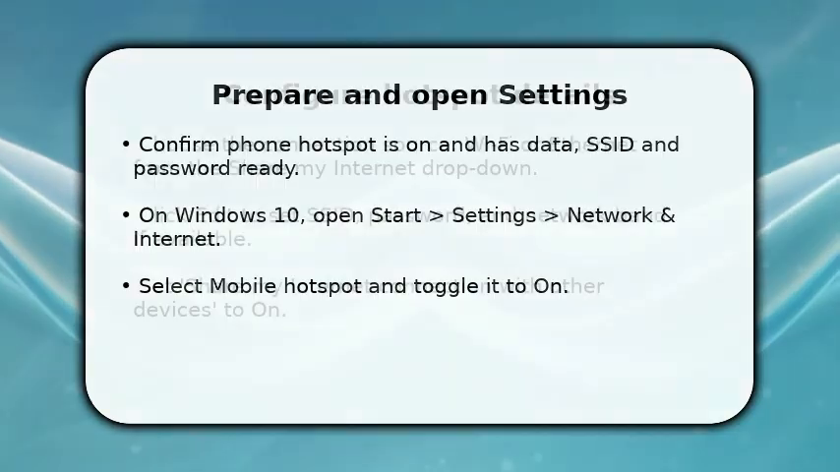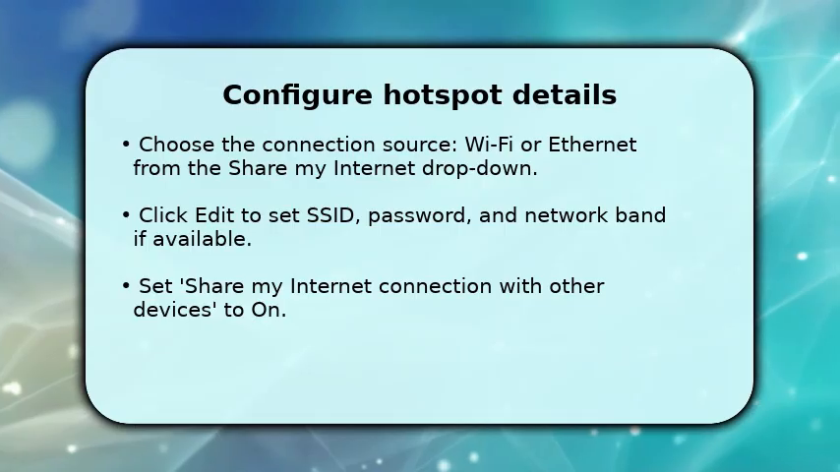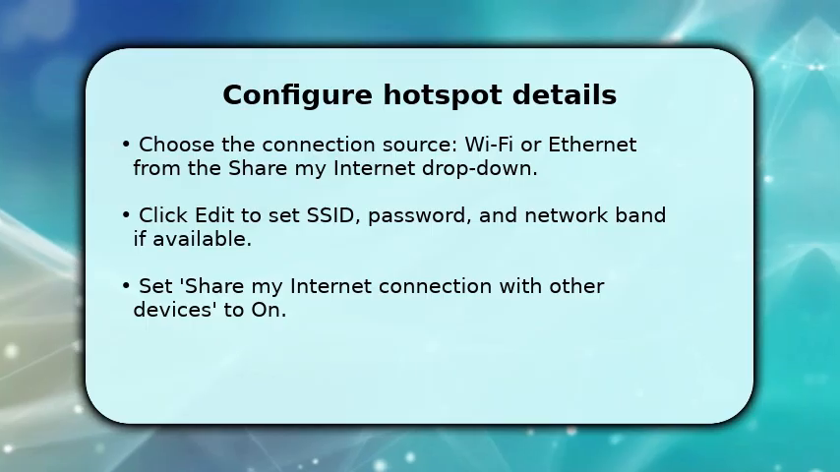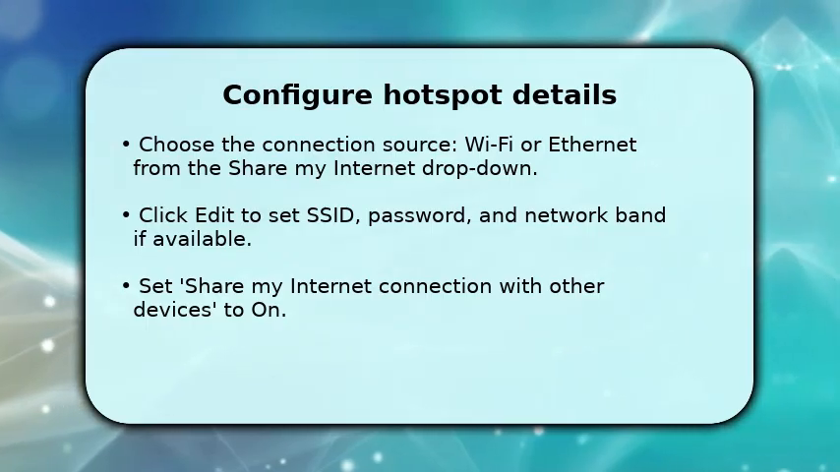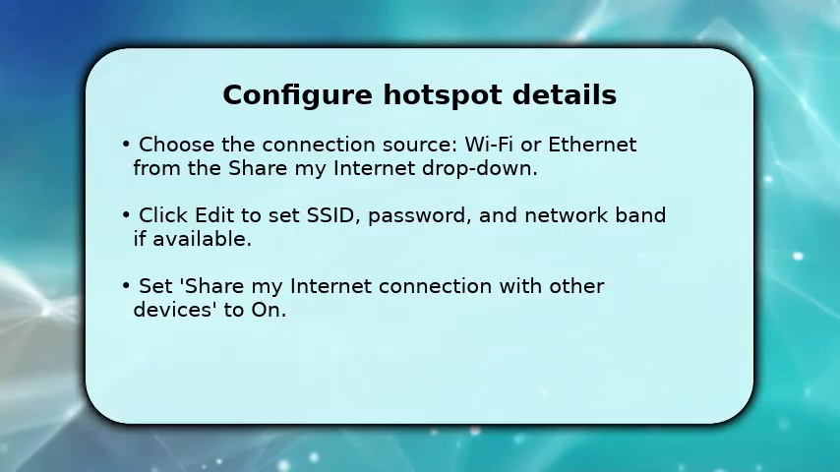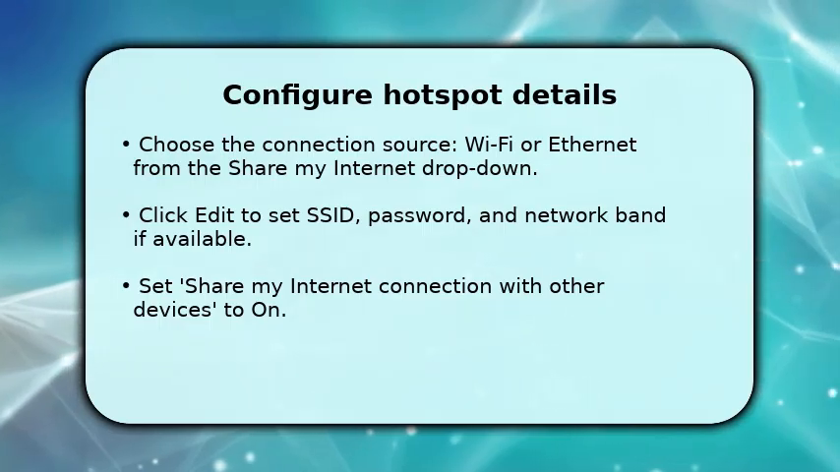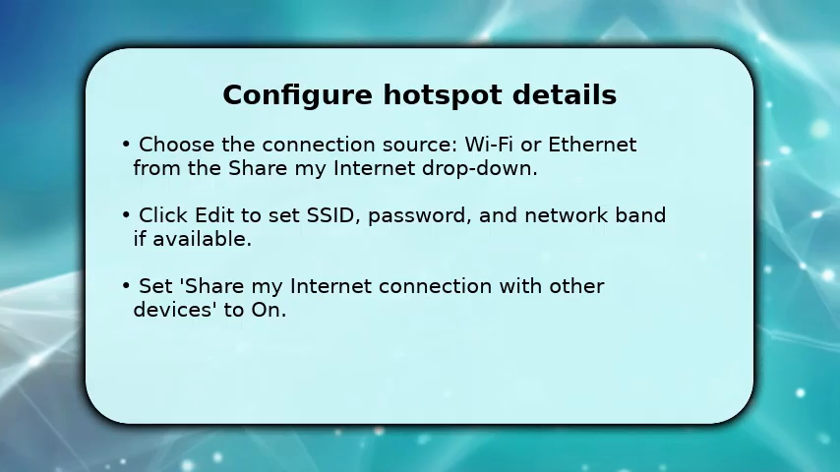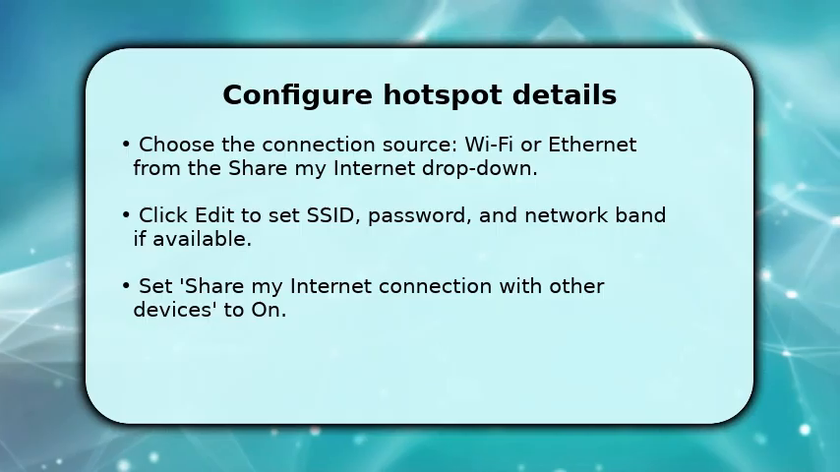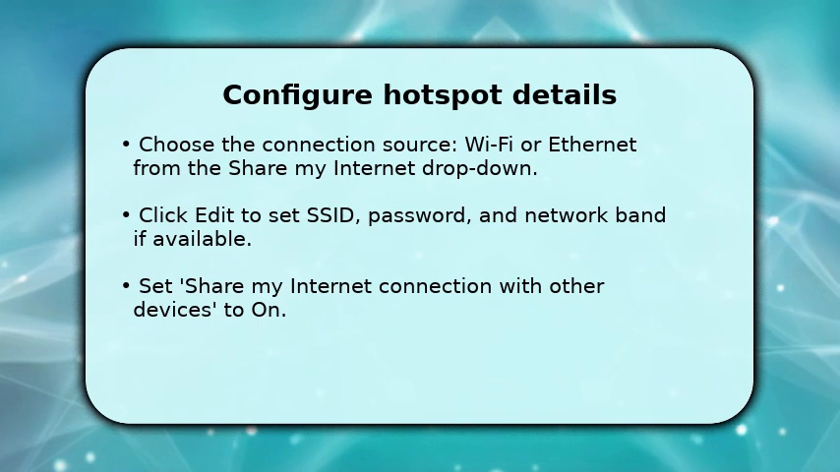Now you configure how Windows shares internet. First, pick the correct source in the Share My Internet Connection drop-down, Wi-Fi if your PC is using a phone tether or Ethernet for wired. Next, click Edit to set a recognizable SSID and a strong password so unauthorized users can't join. Use a mix of letters and numbers. Also check the network band if offered, and make sure the toggle for sharing is on. Once configured, your PC will advertise the network for your phone to join.